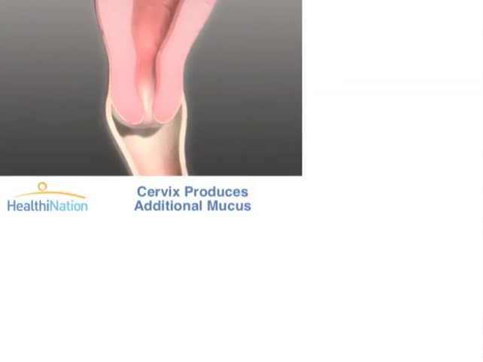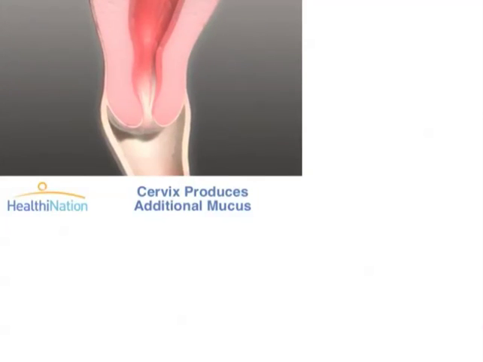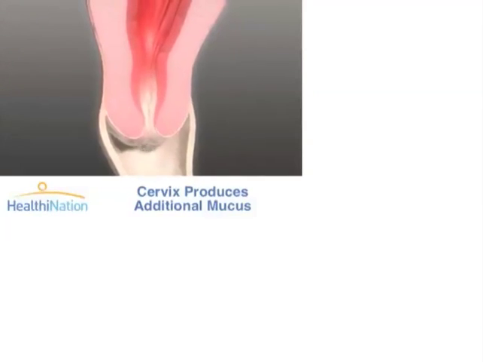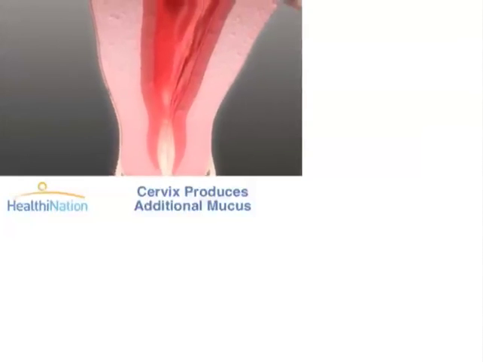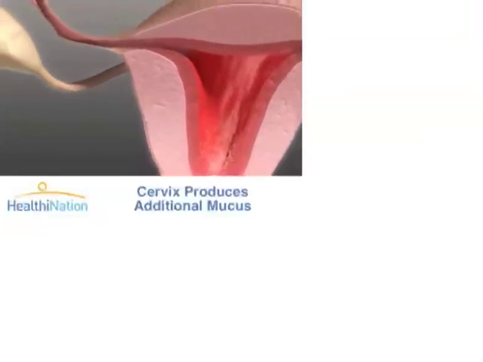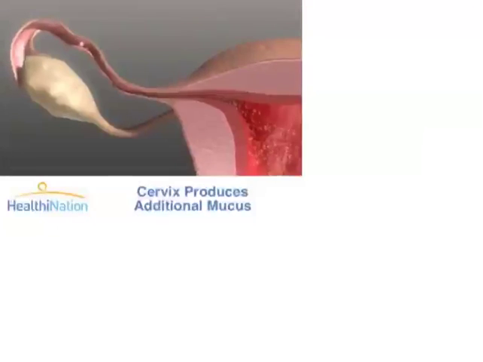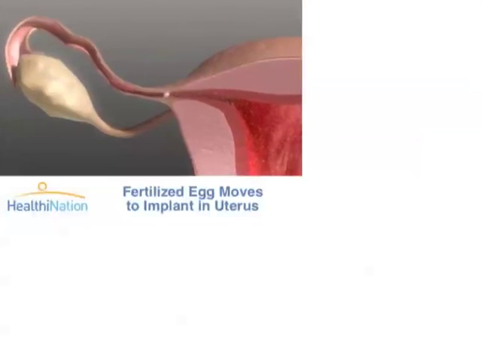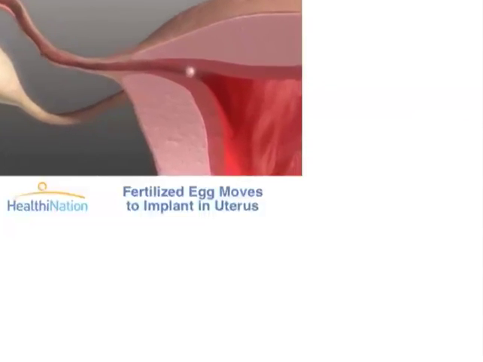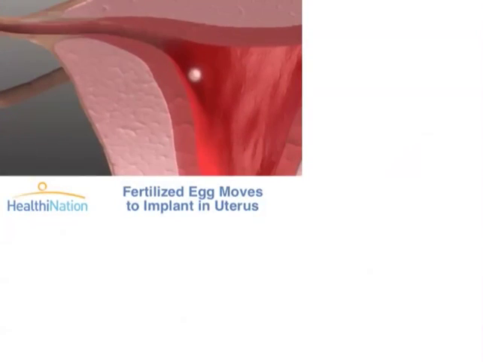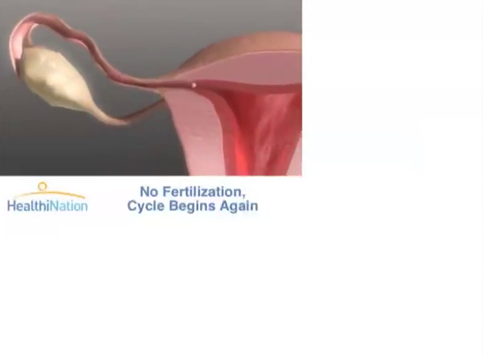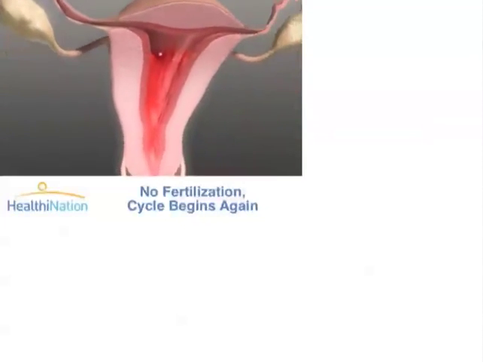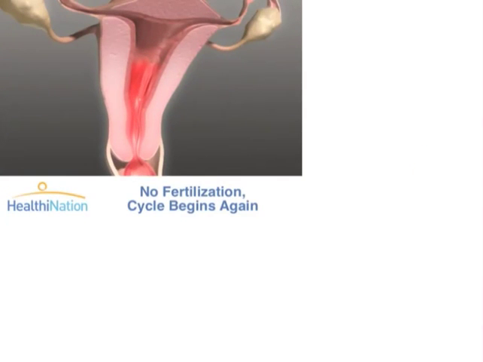Throughout the month, a woman's cervix produces mucus. At about the same time the egg is released, the cervix produces additional mucus. If a woman were to have sex at this point, this mucus would help nourish the man's sperm and help move them towards the egg for fertilization. If fertilization occurs, this newly formed embryo will travel down the fallopian tube to implant in the uterus and pregnancy begins. If fertilization or implantation doesn't happen, the cycle begins again, and the egg is flushed out when the uterus sheds its lining at the beginning of a new menstrual cycle.